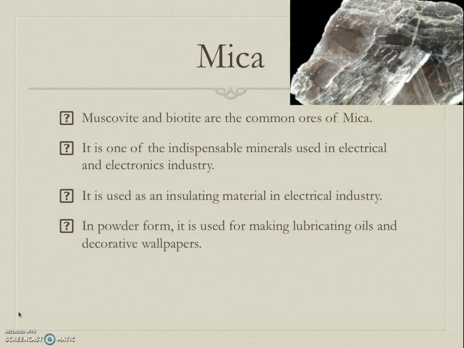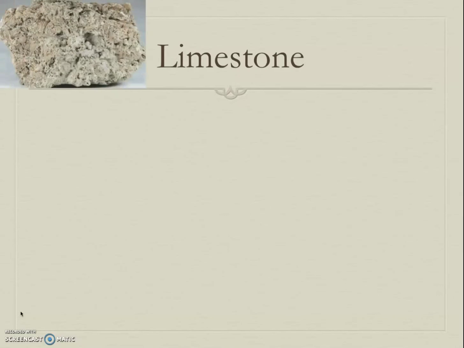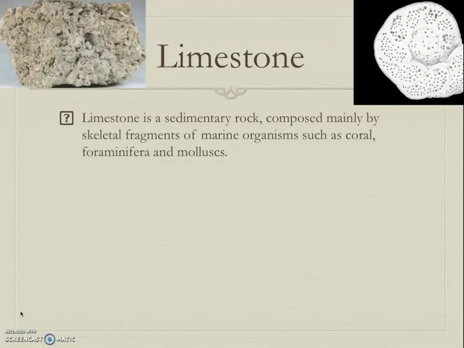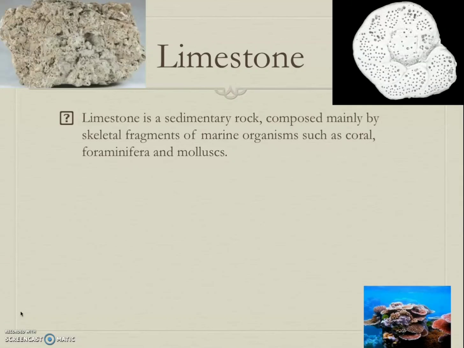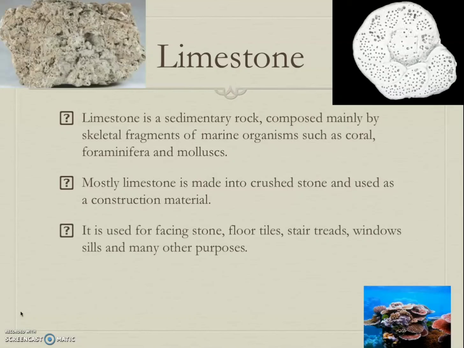Next, we are going to see about limestone. It is a sedimentary rock composed mainly of skeletal fragments of marine organisms such as coral, foraminifera, and mollusks. Mostly limestone is made into crushed stones and used as a construction material, and it is used for facing stone, tiles, slate threads, window sills, and many other purposes.